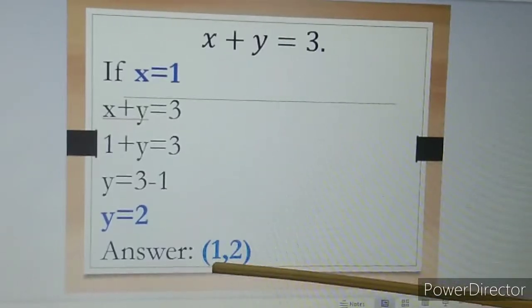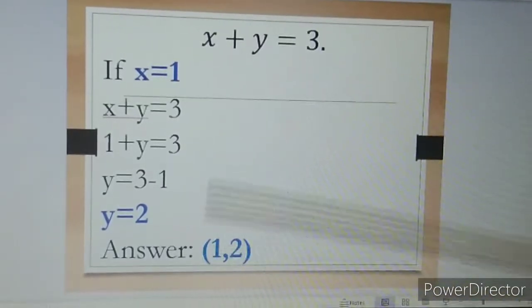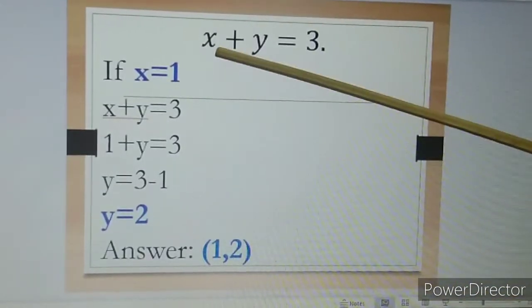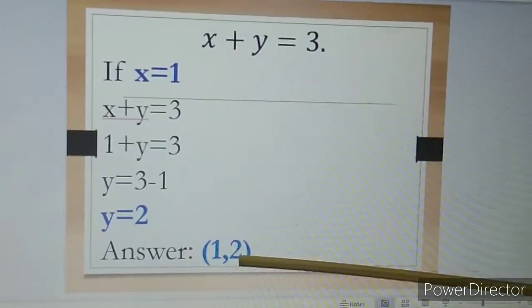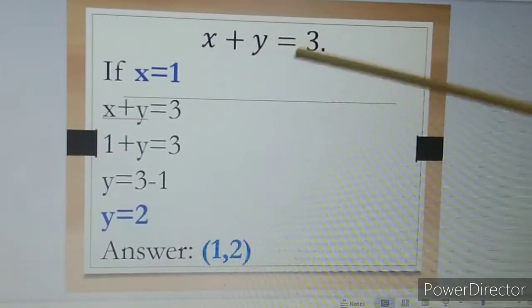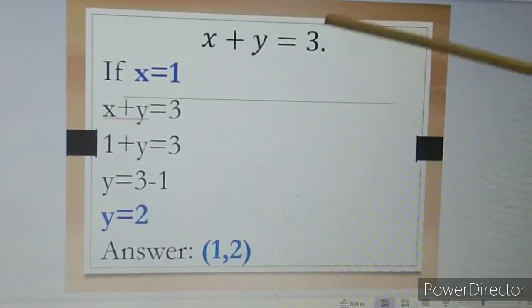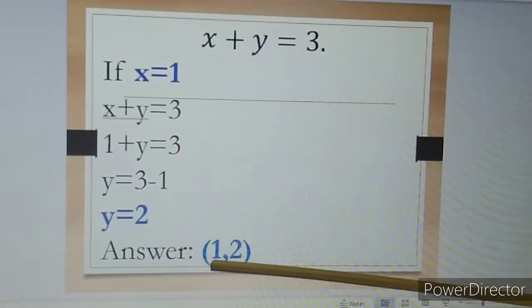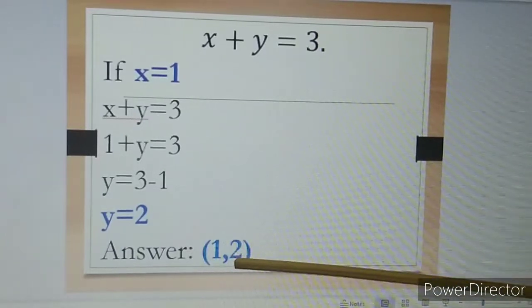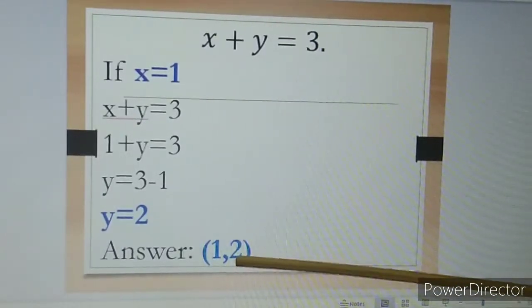Let's check. If we substitute x by 1, that is 1, plus y, that is 2. So 1 plus 2, that is 3. Therefore, this equation will be true given the value of x as 1 and the value of y as 2.